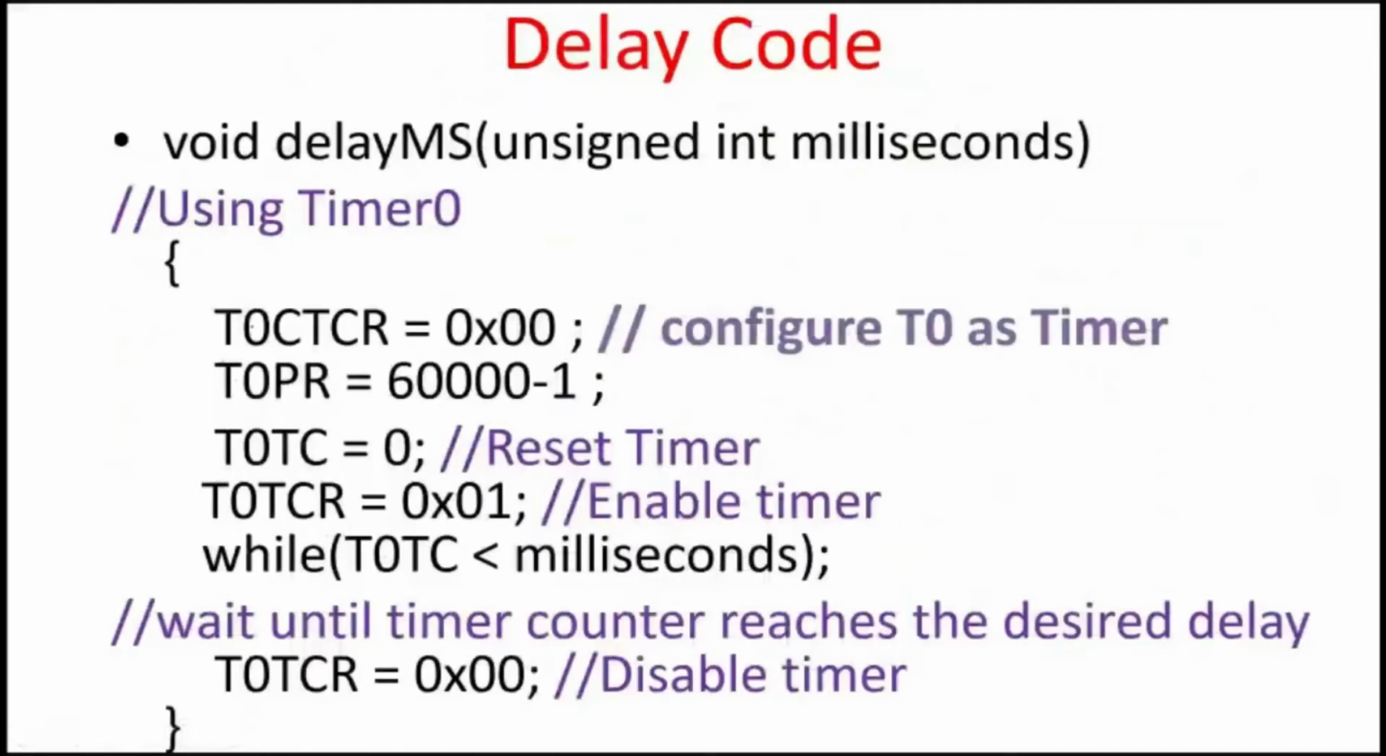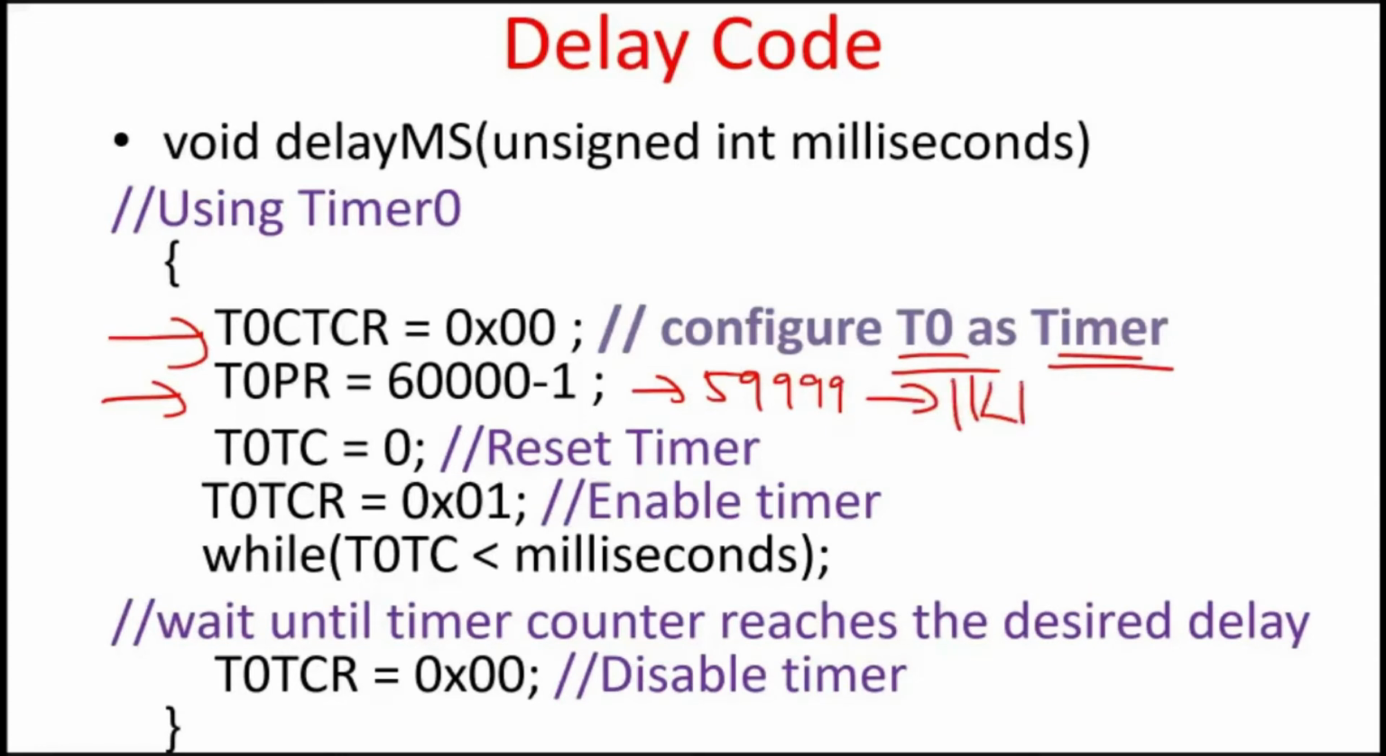So timer 0, count control register is 00, which configures timer 0 as timer. Timer 0 prescaler value is equal to 60,000 minus 1, which is 59,999. This is for a 1 kilohertz timer clock input. Then reset the timer. Timer 0, timer counter equal to 0. Then enable the timer, which means start the timer. Timer 0, timer control equal to 01.